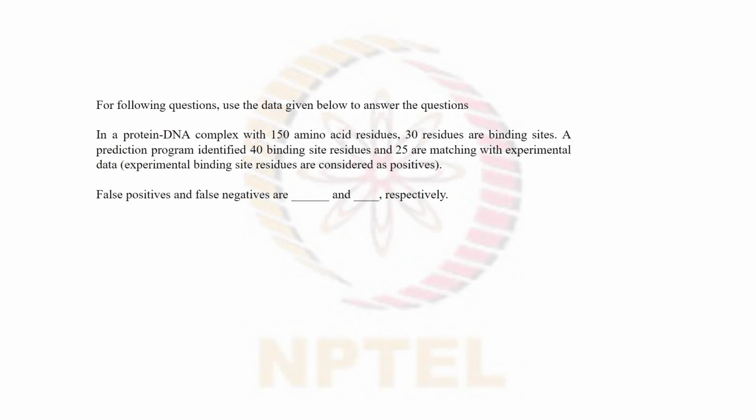So here, a similar kind of question, I made it conceptual. In a protein-DNA complex with 150 amino acid residues, 30 residues are binding sites, and a prediction program identified 40 binding site residues, of which 25 match the experimental data. Try to find out the false positives and false negatives in the above condition. Once one identifies true positives, true negatives, and false positives, they can use the formula to calculate sensitivity, specificity, and accuracy.